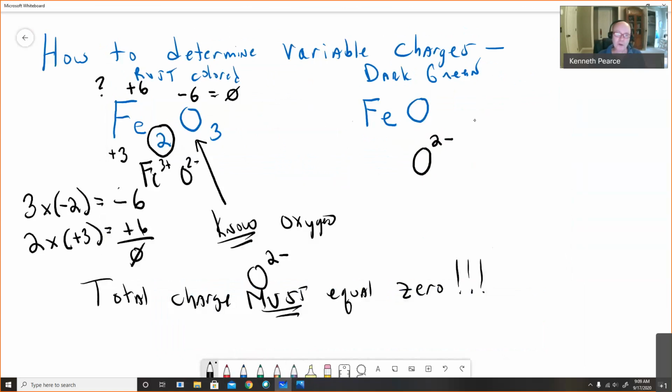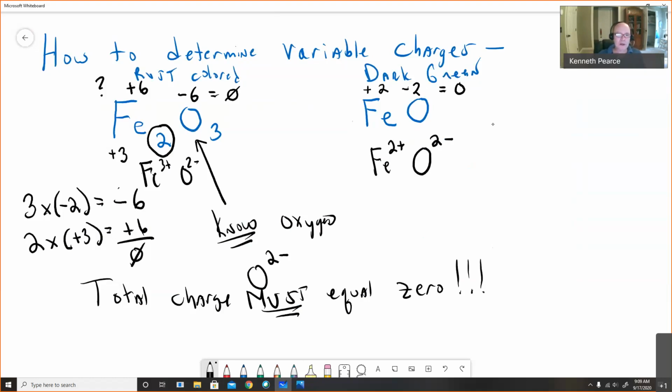The iron I don't know. But if this is 2 minus over here, and the total has to equal 0, what does the iron have to be? Well, the iron has to be plus 2. And since there's just one of them, that's the charge on that iron. So the iron has to be 2 plus, because 2 minus 2 equals 0.